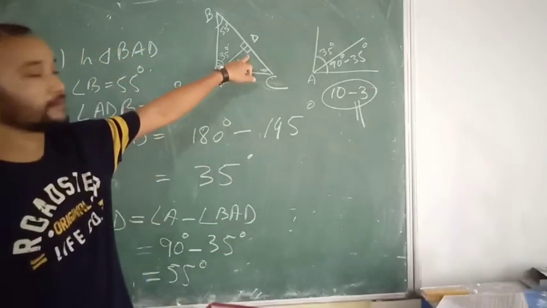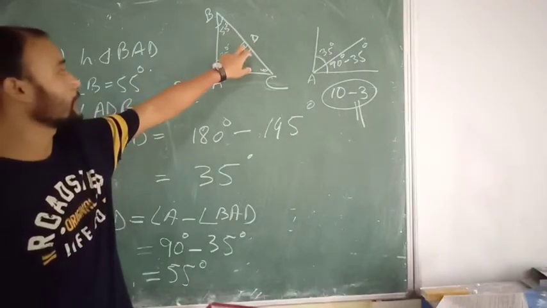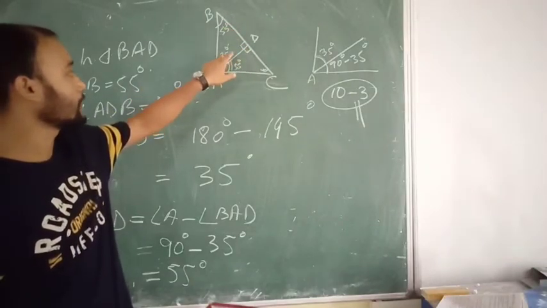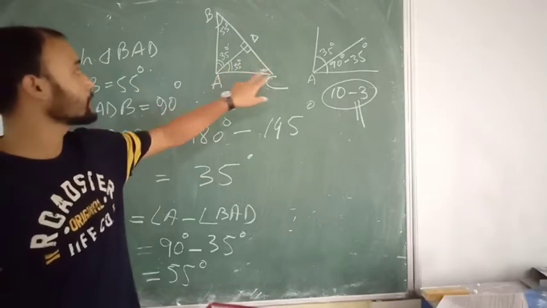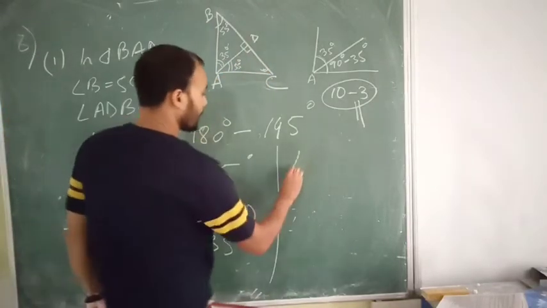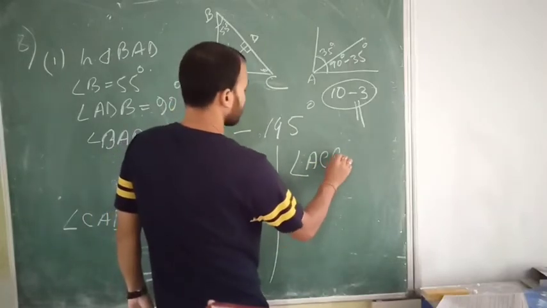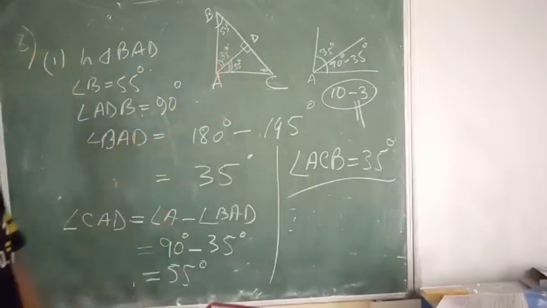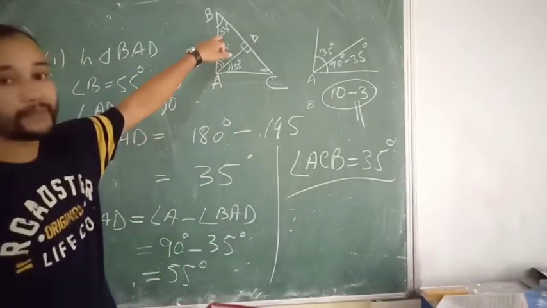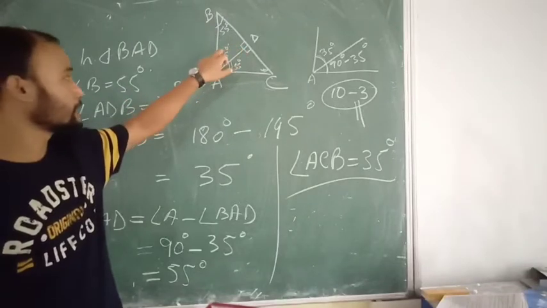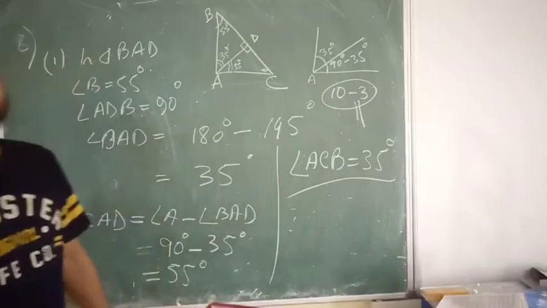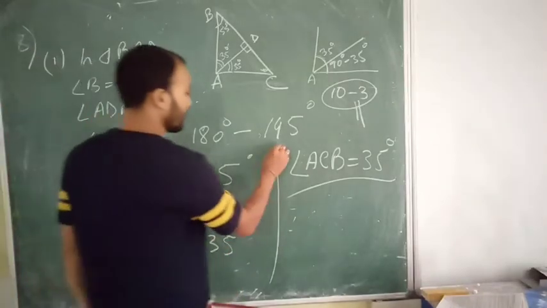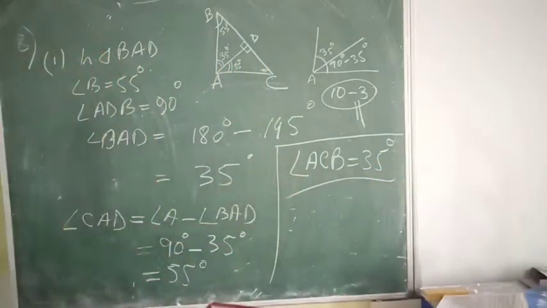This is 90. Same thing is happening here. This is 90, this is 90. This is 55, this is 55. This is 35, this is also 35. So angle ACB is 35 degrees. You observe the figure very nicely. This is also having the same measurement. Since this is 35, obviously this will also be 35. Okay, there is no use of calculating this, we can directly write this. Are you understanding? Yes.